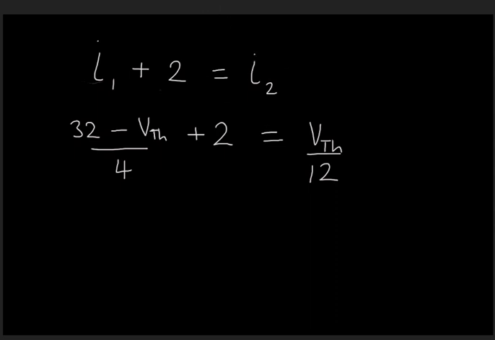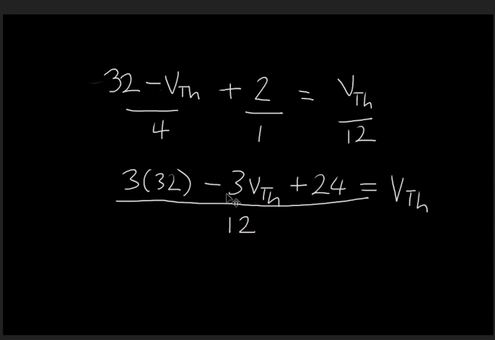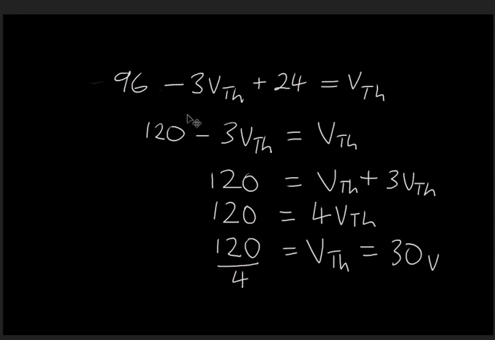Continuing our elimination, we are getting rid of the fractions now, and we are presented with this value. So continuing down, we are presented with this algebraic expression, which after computing successfully, we obtained a value of 30 volts for V Thevenin.